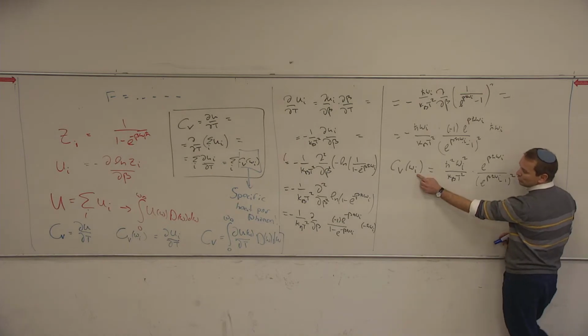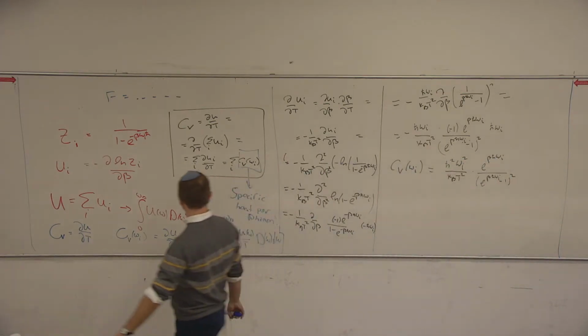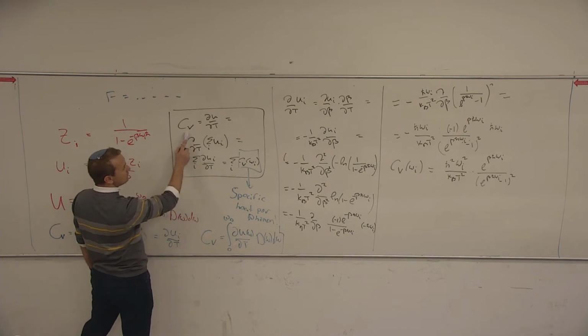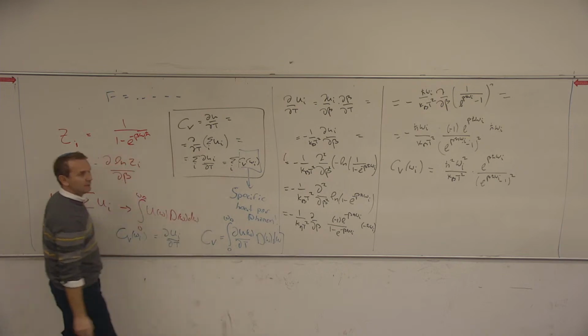Now this is only for a single frequency. Now we have to sum up for all the frequencies, right? Instead of summation, like over here. Right? So C_V, the total, is the summation over all possible frequencies.